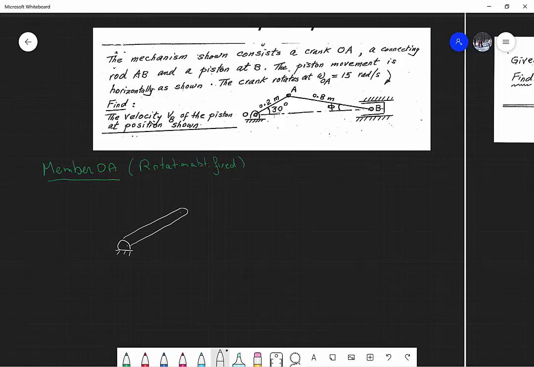This is the member OA, and the omega OA was given. So now we can find the velocity of A. Why is the velocity of A in this direction? Because the velocity is going to be perpendicular to the length OA, in the same direction as omega OA. So this is VA, and it is perpendicular. So VA equals omega OA multiplied by OA.